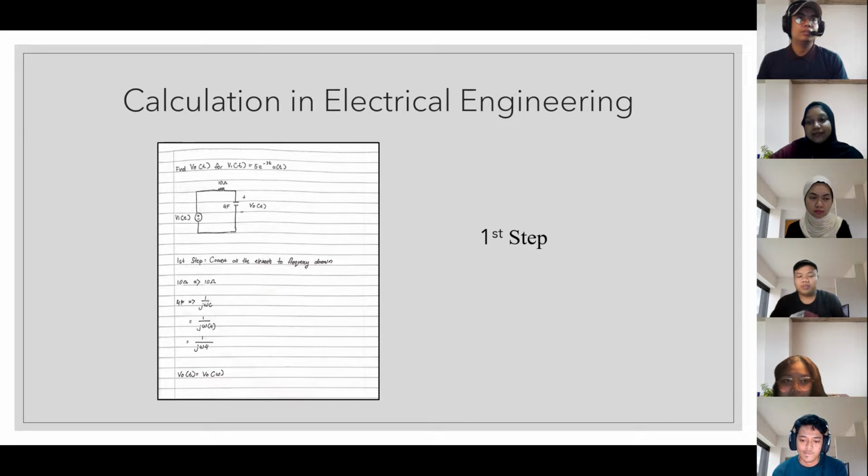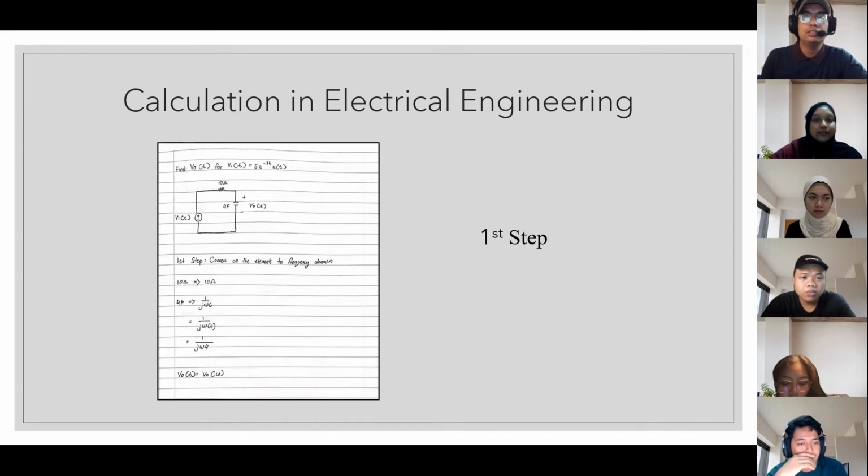I will explain about the calculation in electrical engineering. As you can see, this is the calculation for the first step, and this is the circuit.